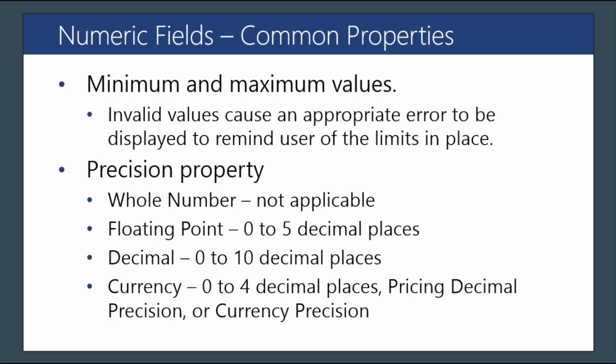Another thing that's important to know on numeric fields is the precision. Of course, on whole numbers, there's no precision that's applicable. For floating point, you can have up to 5 decimal places. For a decimal field, up to 10. And for currency, we typically represent that up to 4 decimal places, and then you can specify that through the currency precision.